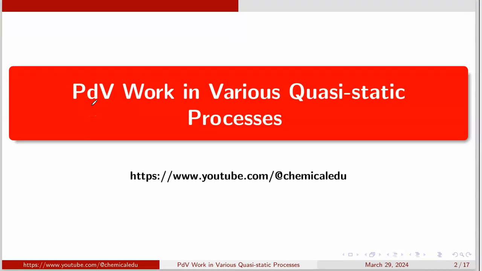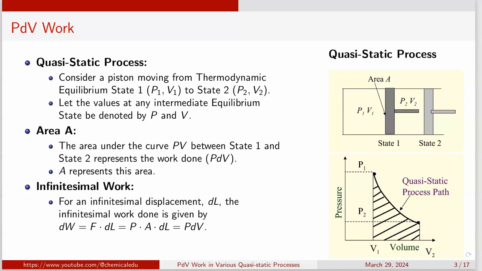Today I'll talk about PdV work in various quasi-static processes. Now consider a piston moving from thermodynamic equilibrium state 1 to state 2. In state 1 the pressure is P1 and volume is V1, and in state 2 they are P2 and V2.